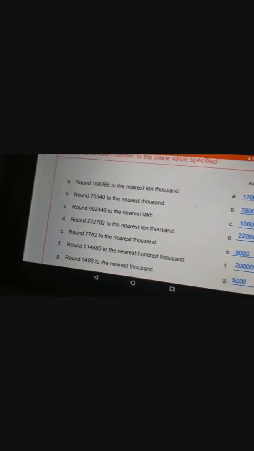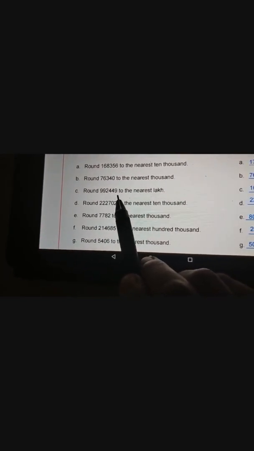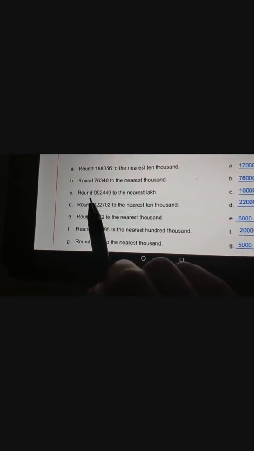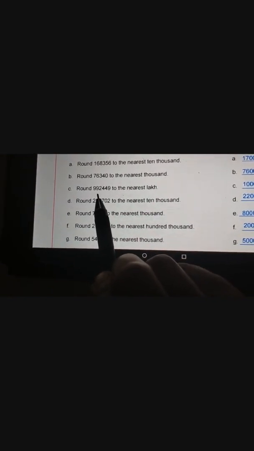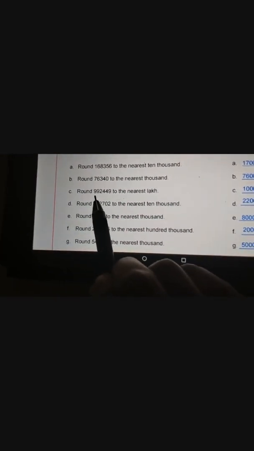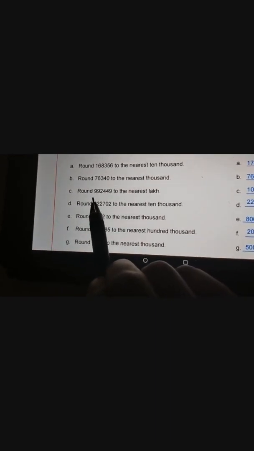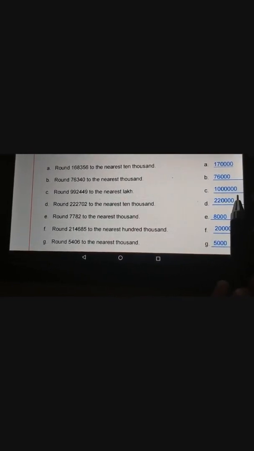Okay students, now next one is round off 9,92,490 to the nearest lakhs. Now first of all we have to find the thousand place. That thousand place is less than 5 or greater than 5. So thousand place is greater than 5, so we have to add to the lakhs place. That means answer is 1 lakh.